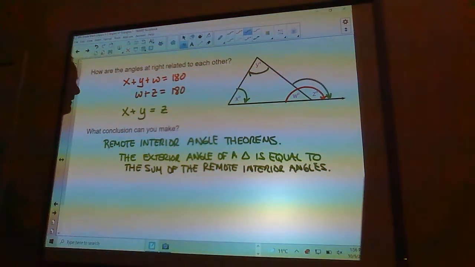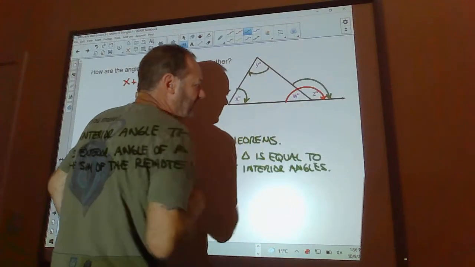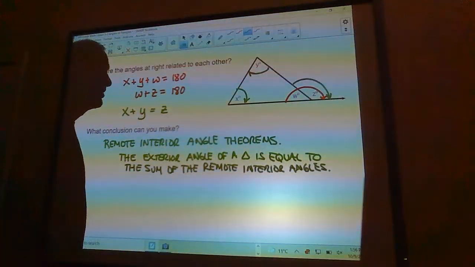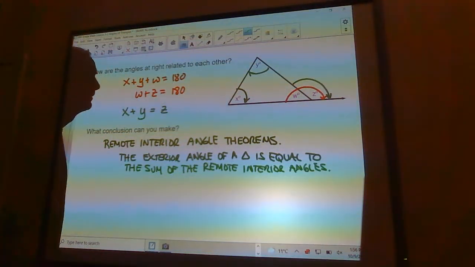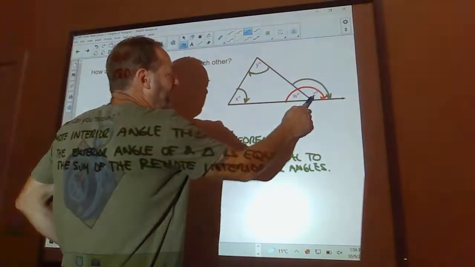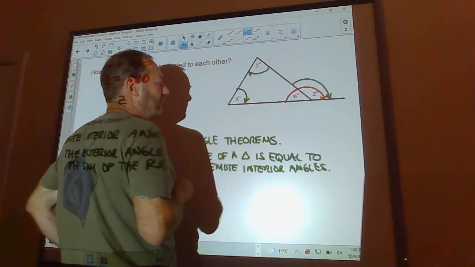Okay, so let's think about what this means here. Here's my exterior angle, it's angle Z. Angle W is an adjacent interior angle, because it's next to it. The word adjacent means next to. Remote means far away. So, angle Z has two remote interior angles. That would be Y and X.